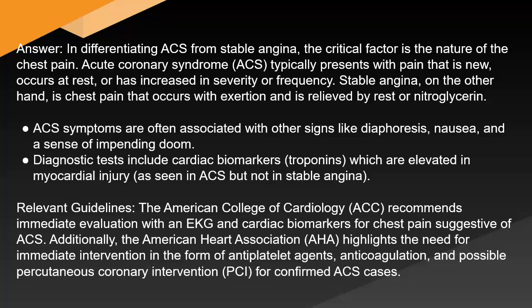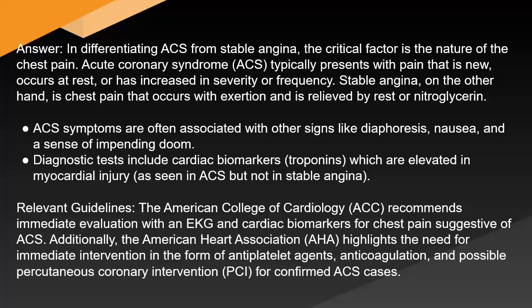Answer: In differentiating ACS from stable angina, the critical factor is the nature of the chest pain. Acute coronary syndrome typically presents with pain that is new, occurs at rest, or has increased in severity or frequency. Stable angina, on the other hand, is chest pain that occurs with exertion and is relieved by rest or nitroglycerin. ACS symptoms are often associated with other signs like diaphoresis, nausea, and a sense of impending doom.